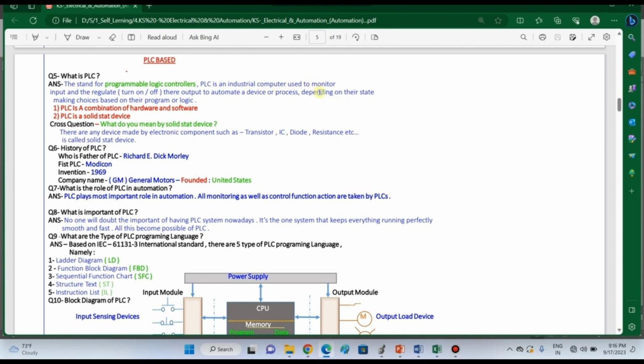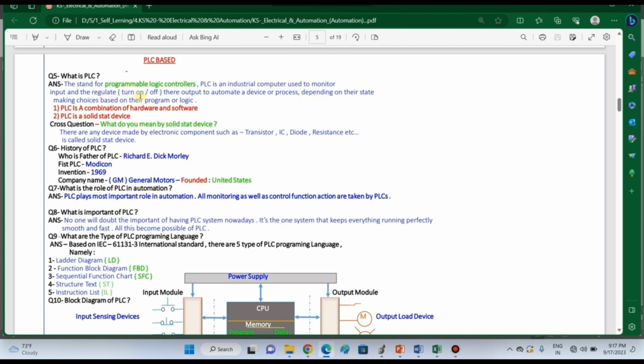A PLC is an industrial computer used to monitor inputs and regulate, turning on or off, outputs of automated devices or processes. PLC is used as an industrial computer, just like we use a computer for other work purposes, for monitoring and control of industrial work, like the bottle filling sector, food and beverage industry, meal industry, oil and gas industry, infrastructure industry, paper industry, cement industry, and any other industries.